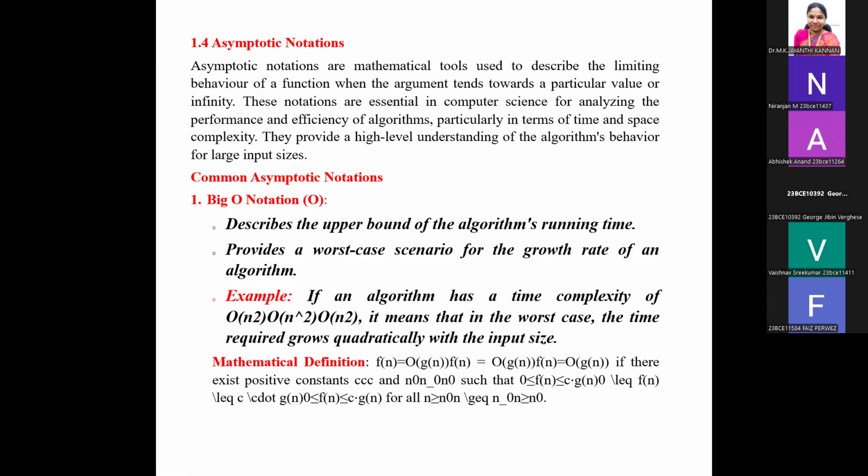So any doubt, what is big O notation? You understood what is the big O notation?